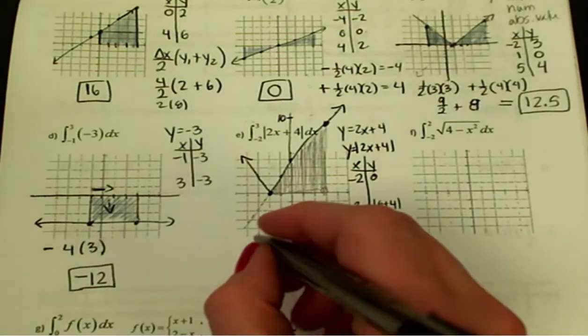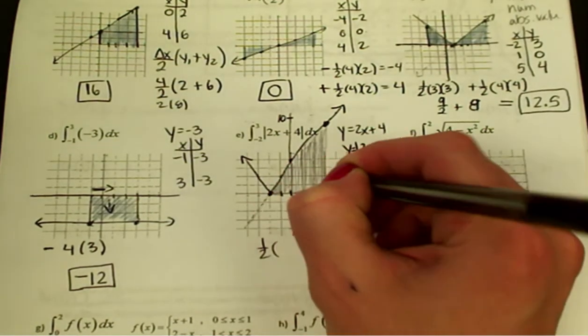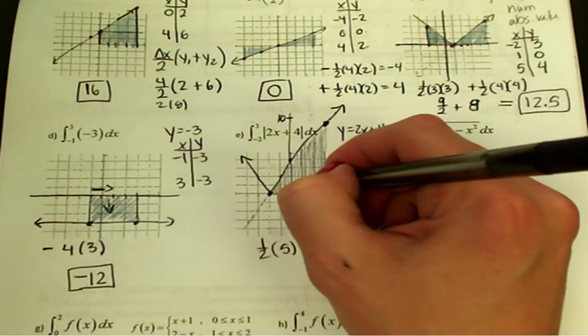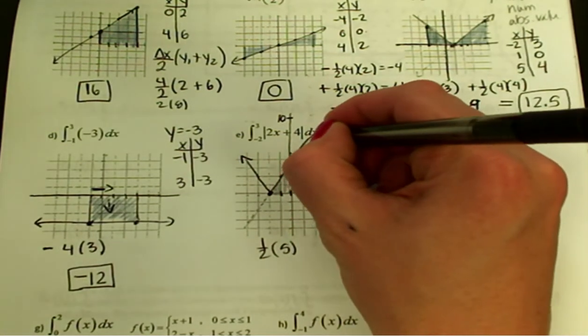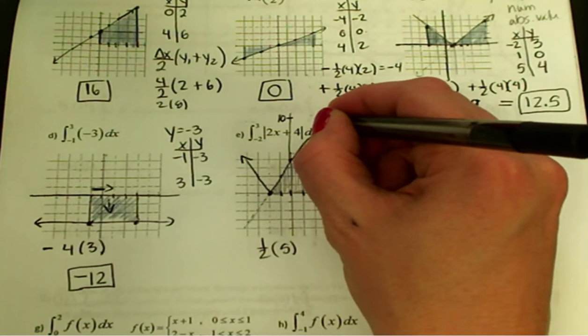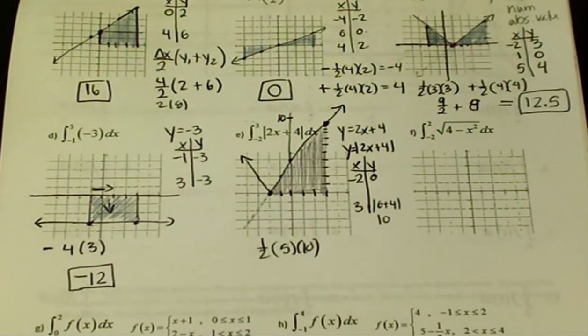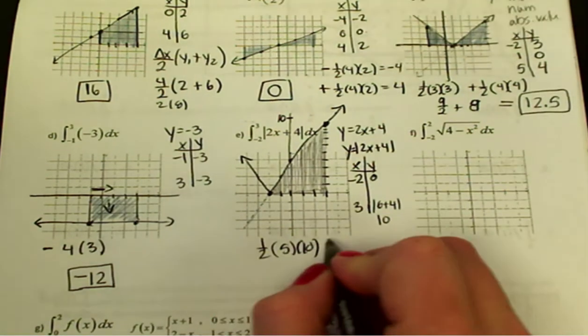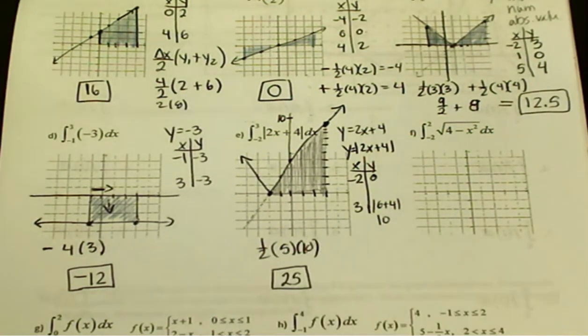Okay, 1/2. 1, 2, 3, 4, 5. 1, 2, 3, 4, 5. 6, 7, 8, 9, 10. Right, why did I plug in the coordinates? So I would know exactly how high it was. 50, 25. Positive, right and up.